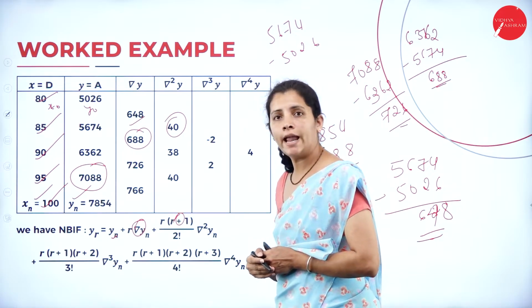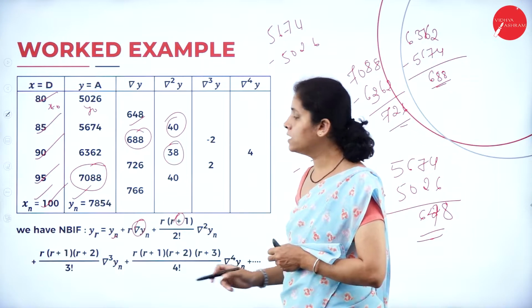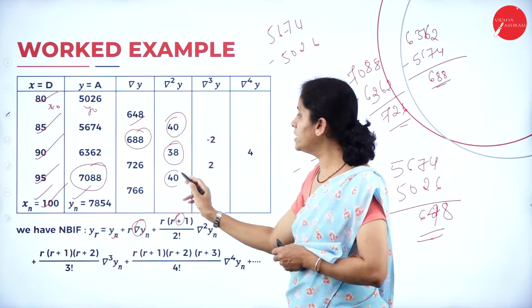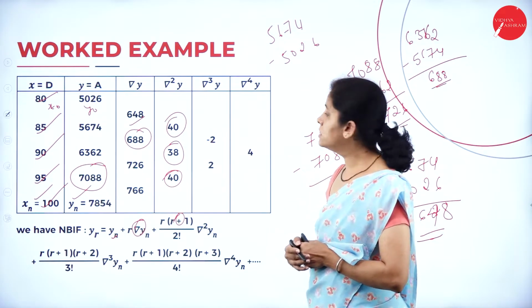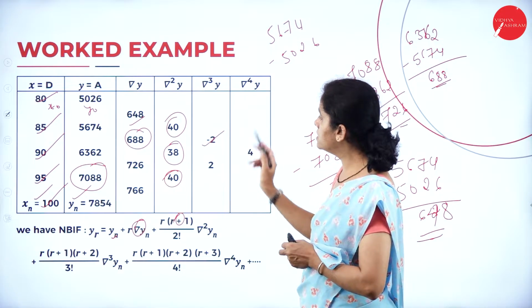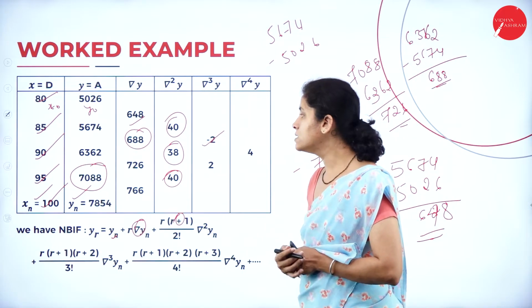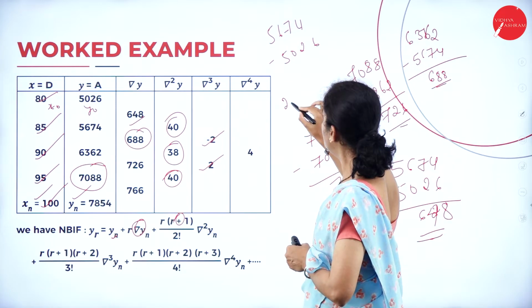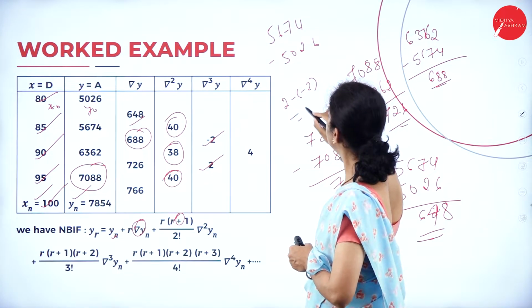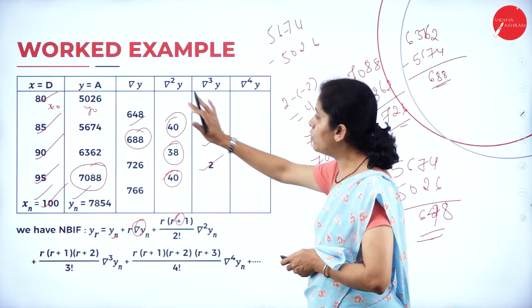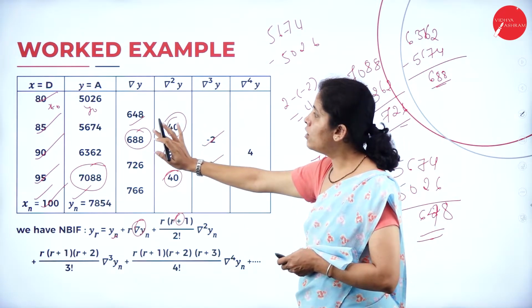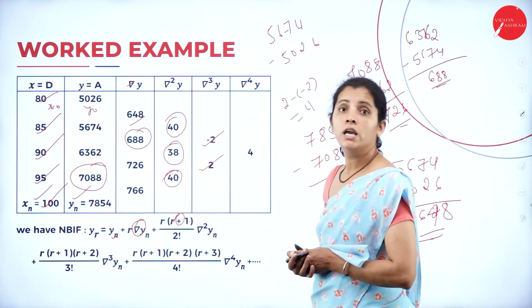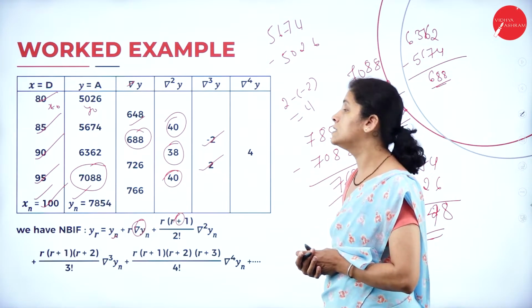676 minus 688 is 38. And if I consider 766 minus 726, then 40. And if I consider 38 minus 40, the answer is minus 2. And here it is 40 minus 38, 2. So it is 2 minus of minus 2, then the answer is 4. Okay, now I got the table. Now I got the values like inverse delta y, inverse delta square y, inverse delta cube y.